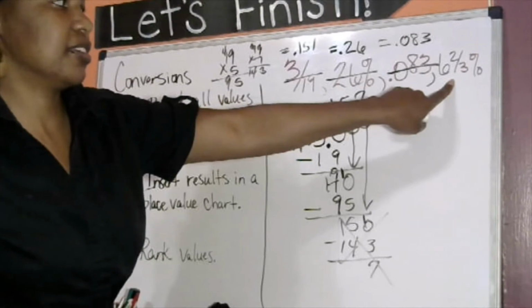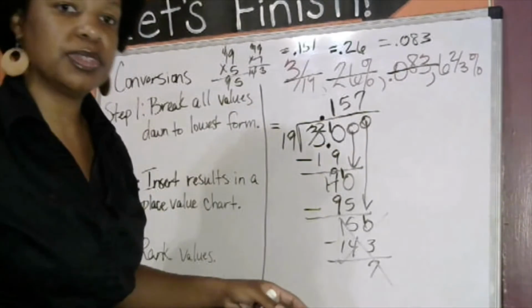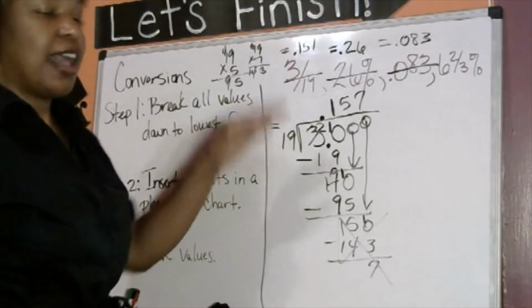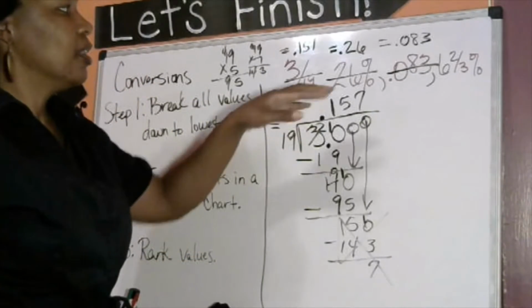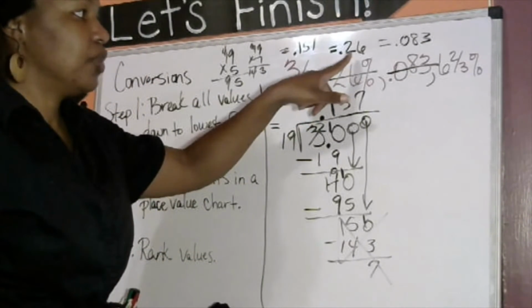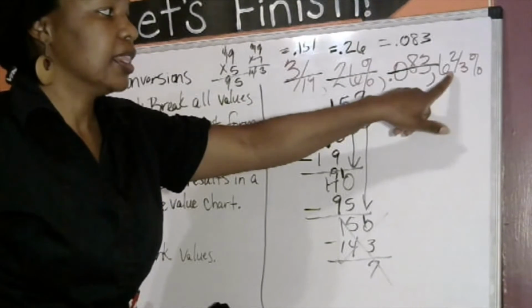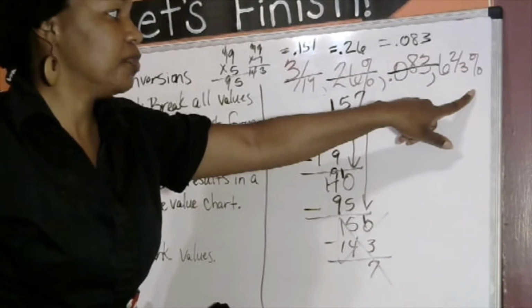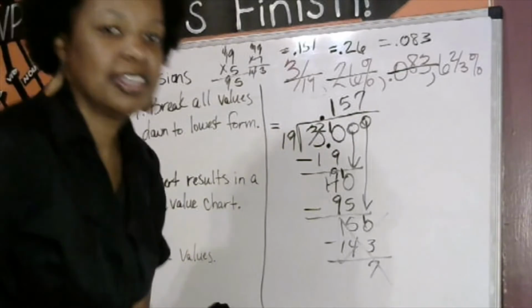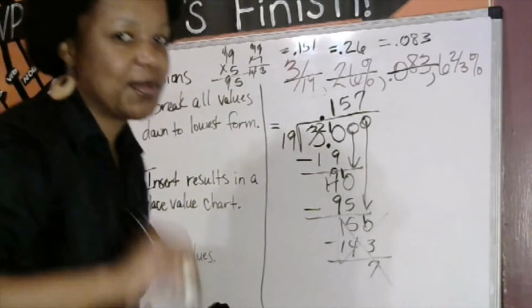All we have left is this sucker over here, 6 2/3%. And so, I know what you're thinking. Oh, well, this was 26% and it's 0.26. So this is also going to be 0.6. Close, but not quite.